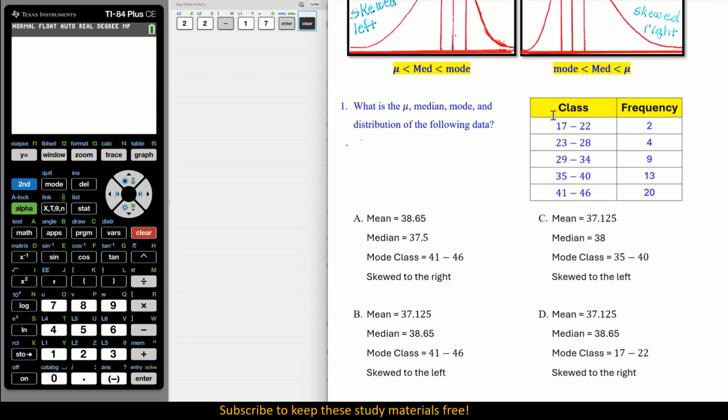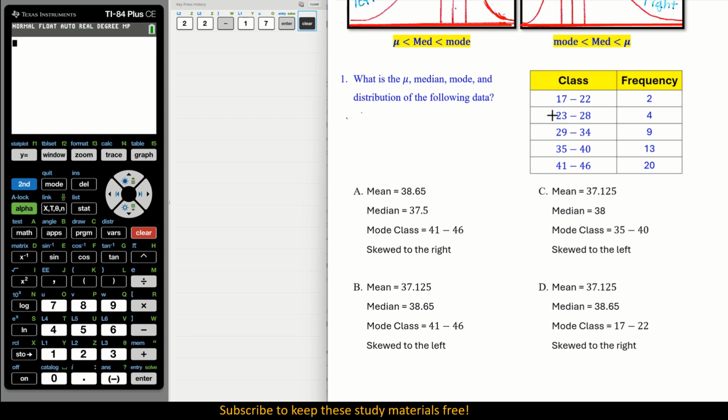Okay. So, let's look at number 1. All right. So what is the mean, median, mode, and distribution of the following data? Okay. Right. Looks like here, let me add some trace elements there. Okay. So let's see here. So distribution is the shape. Okay. So we're looking at the shape. Shape is our pictures up here. All right. So to begin, we need to calculate the class width.